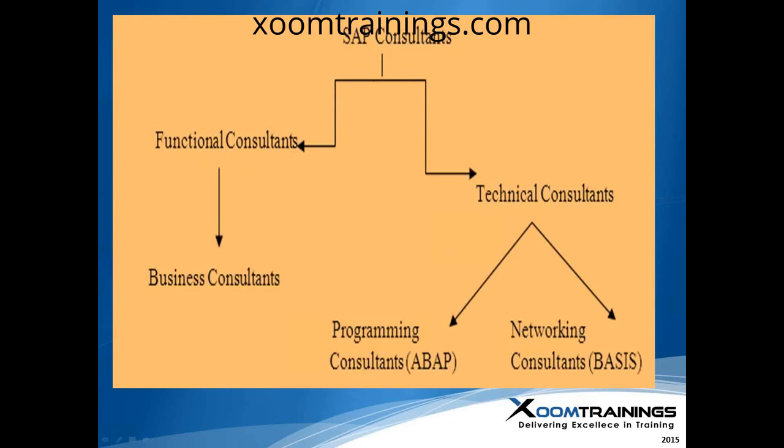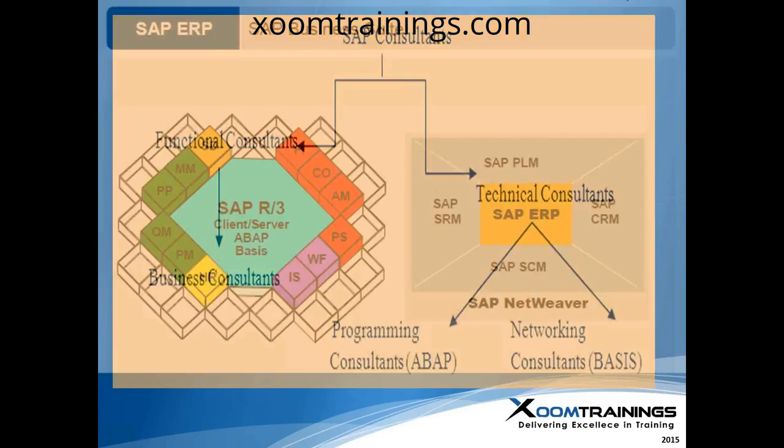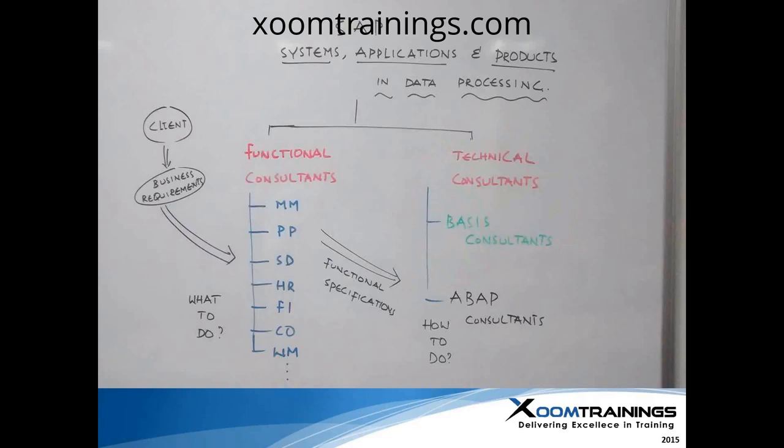One is for analysis, which will be done by functional people, and the second is technical people, that means the people who are going to develop anything. Roughly, functional people are business consultants and technical people are programming people and networking people. I will take one more diagram which was drawn on the board, and by that I will explain what is S, what is A, what is P. I guess you can understand everything from this diagram. In data processing, we need systems, applications and products.